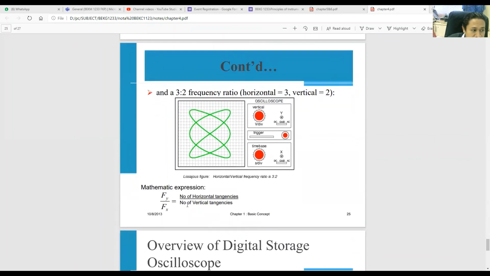So for the mathematical equation, the number of horizontal tangencies divided by the number of vertical tangencies. So this is the formula, the mathematical expression for this.